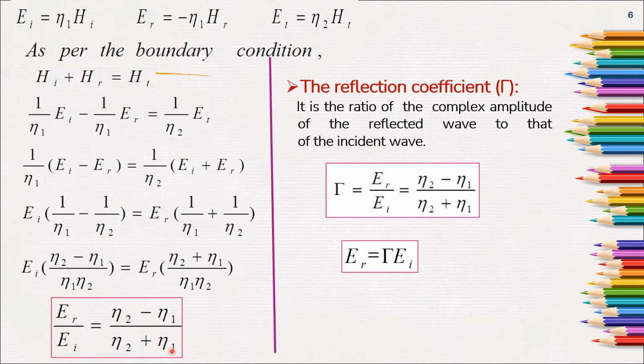Now this ratio of the reflected electric field component to the incident electric field component is going to be called the reflection coefficient. So gamma is equal to, that is this symbol, right? We call it the reflection coefficient. It is Er by Ei, which is eta 2 minus eta 1 by eta 2 plus eta 1.